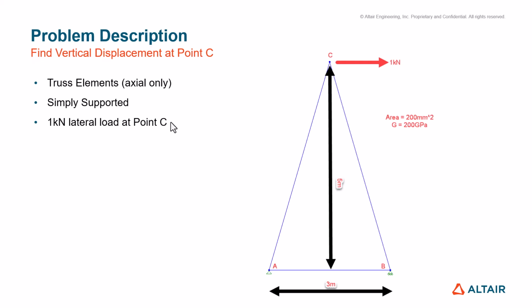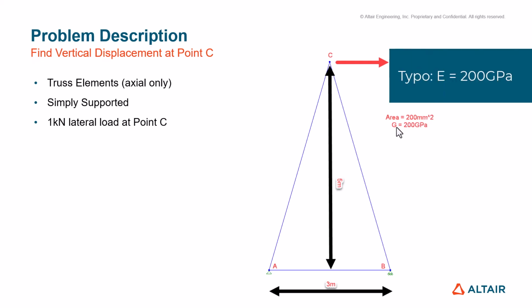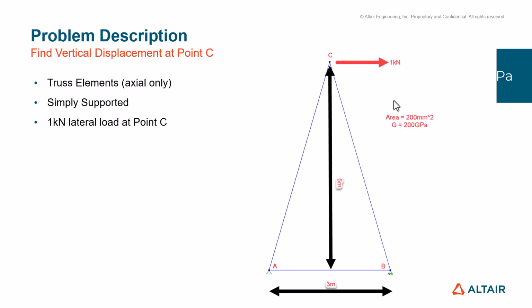For our problem statement here, you can see we've already mentioned the dimensions, 5 meters high, 3 meters wide. These are all assumed to be truss elements, meaning that they only have axial stiffness. The cross-sectional area of our sections is 200 square millimeters, and we know our material properties as well, 200 GPa for steel. We have a lateral load of 1 kilonewton. We have a simply supported span for the base of our truss, and we're going to be looking at finding the vertical displacement at point C here.